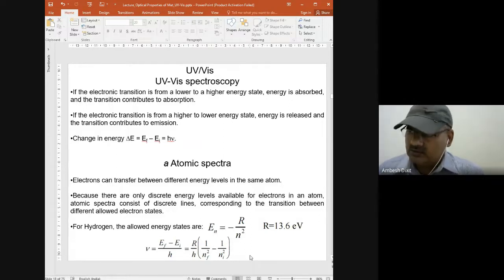Definitely we need to use the selection rules as well, but in general, assuming that these simple transitions are involved, these again depend upon how the energy levels of individual atomic orbitals are displaced with respect to the ground state, and that will decide the respective energy.